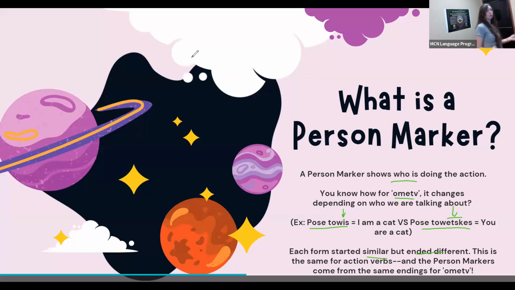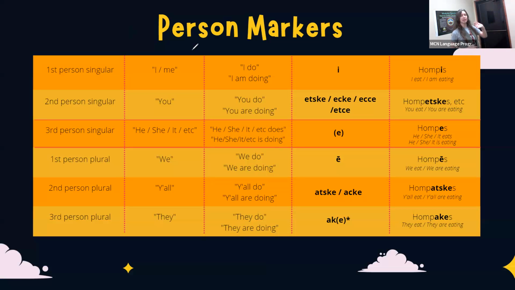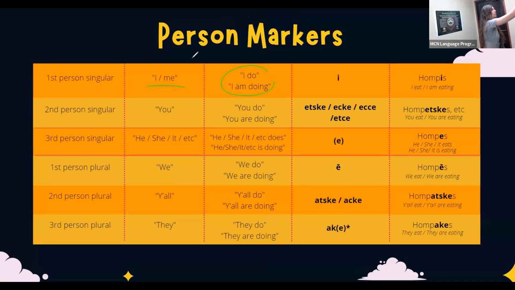So these should look pretty familiar since we've already looked at omida. Right? Okay, so first things first. First person singular, aka I or me. So we're saying I do or I am doing. We add I. So it's home base. Home base. Right? Think of an omida.